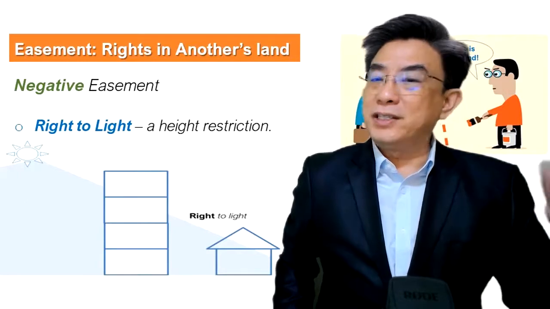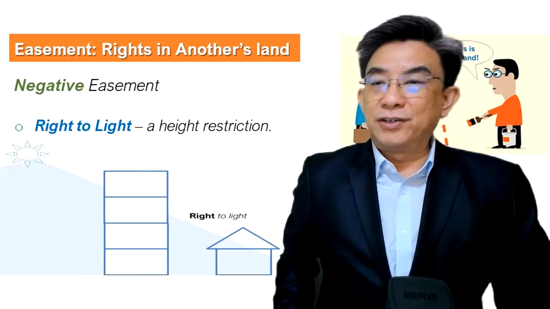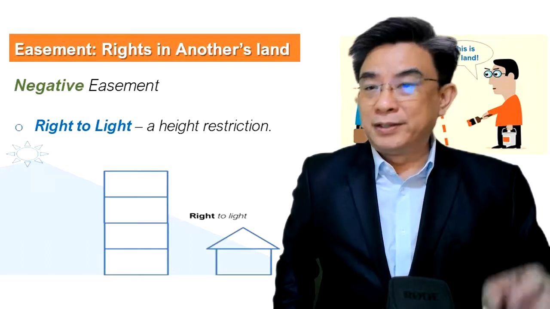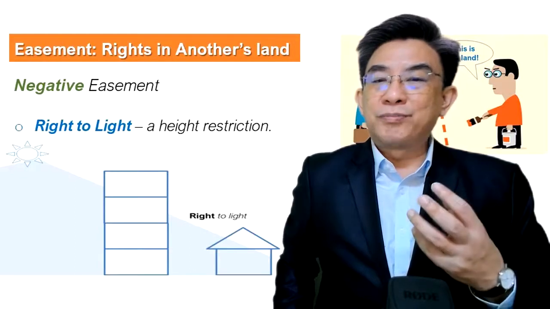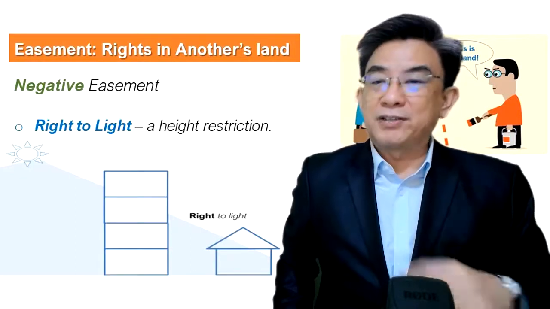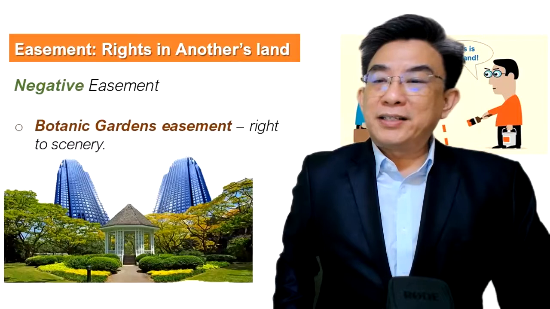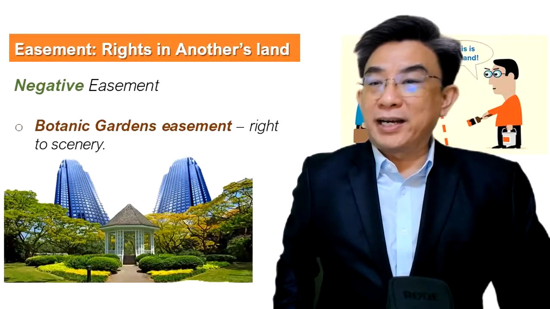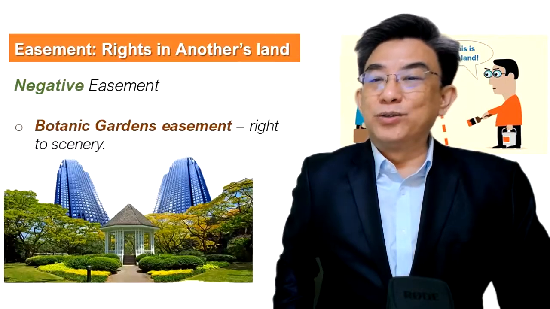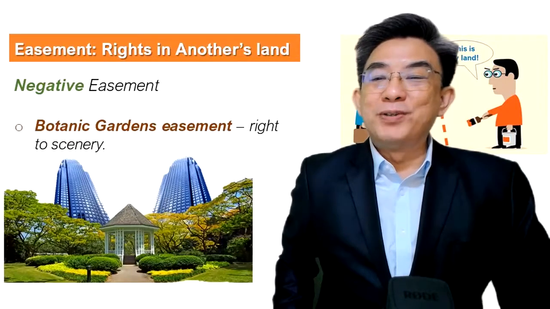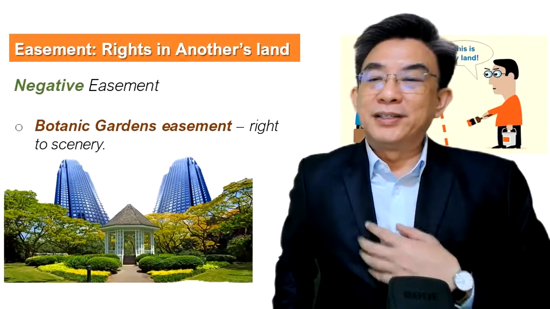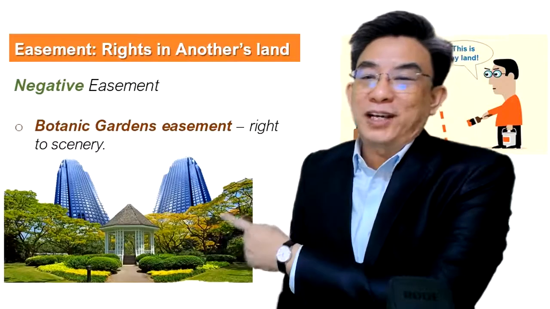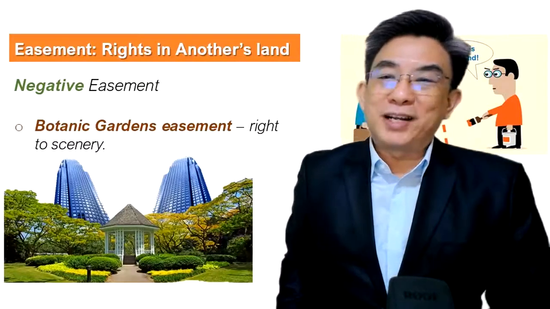So this whole series of lectures is actually for you to see the overlapping areas. And of course, each video seeks to clarify a specific concept. Now, another example of a negative easement is the Botanic Garden easement, the right to scenery. Now, just superimpose these two skyscrapers into the picture of the Botanic Gardens.